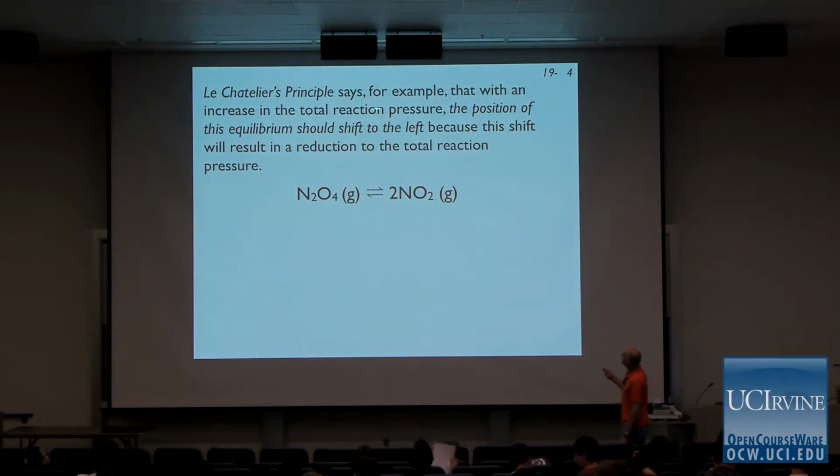So Le Chatelier's principle says, with an increase in the total reaction pressure, equilibrium shifts to the left. Because there's 2 moles of NO2 here and 1 mole of N2O4 here, 1 mole of gas versus 2 moles of gas, if I increase the pressure, I should drive the reaction to the left.